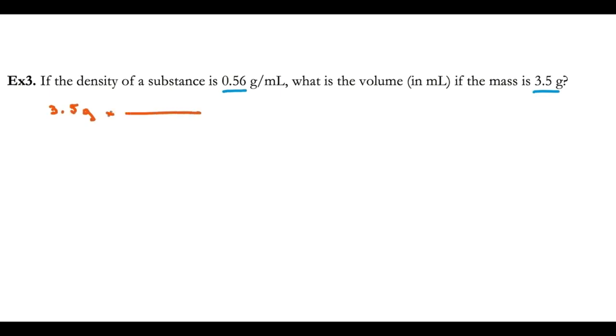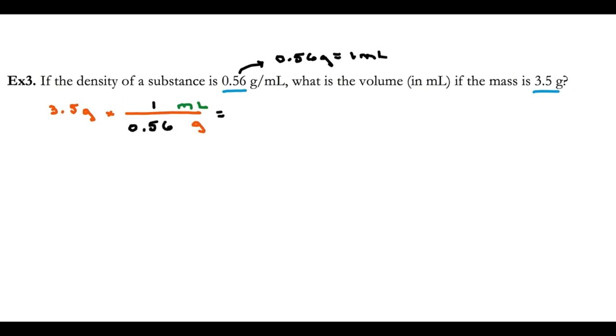So what I'm going to do is put grams on bottom to cancel them out, and I'm going to put milliliters up top. Now, based on this relationship given by density, what this is telling me is there are 0.56 grams in every 1 milliliter. So I can easily plug that in now. 1 mil is 0.56 grams.